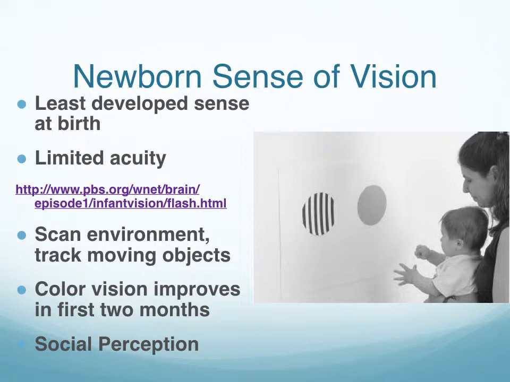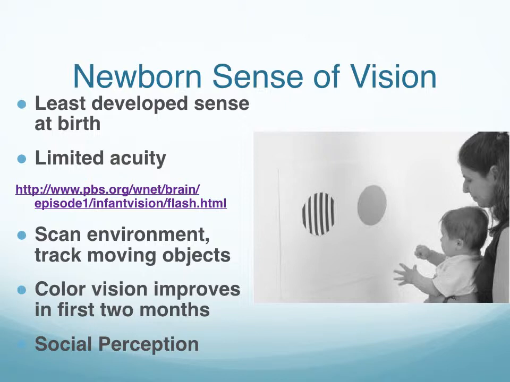Now, newborn sense of vision is not very good. It's actually the least developed sense at birth. And if you think about why that might be, again, they're not getting very much experience with seeing in utero. There's not a whole lot of light exposure in utero. Now, even though they're coming into the world with very poor visual acuity, by about 6 months of age, they're seeing at adult levels. So if you want to take a look, there's a link here listed under limited acuity.